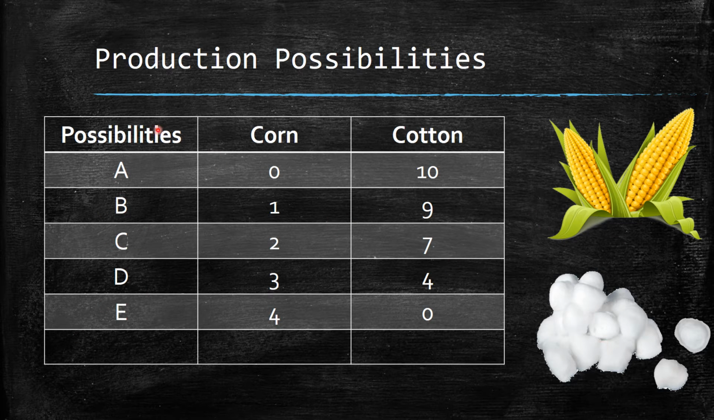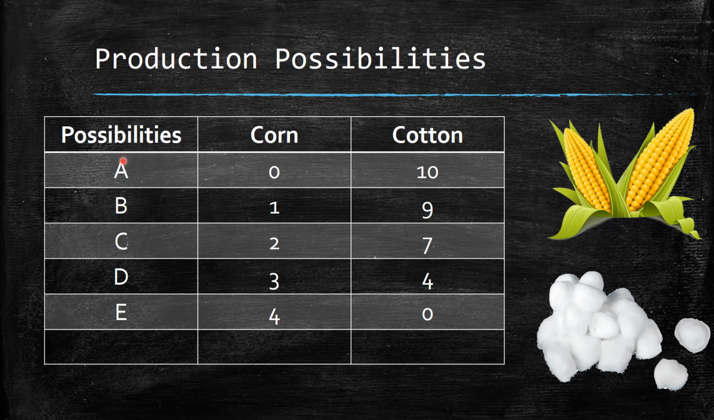Suppose we are utilizing all the resources in order to produce cotton. We can produce 10 units of cotton, but we cannot produce corn. That is possibility A. One more possibility is that if we utilize all the resources in order to produce corn, we are only able to produce 4 units of corn, but we cannot produce cotton. We know that in a society, corn is also important and cotton is also important. But A and E are too extreme.